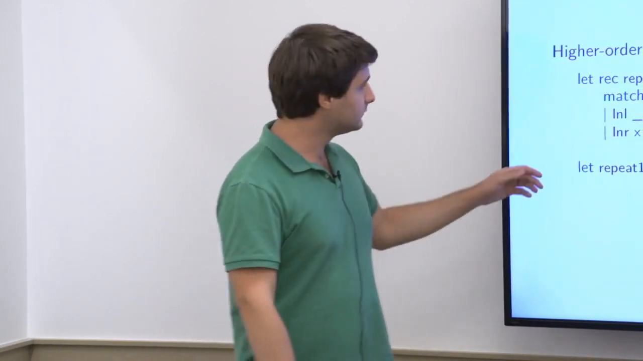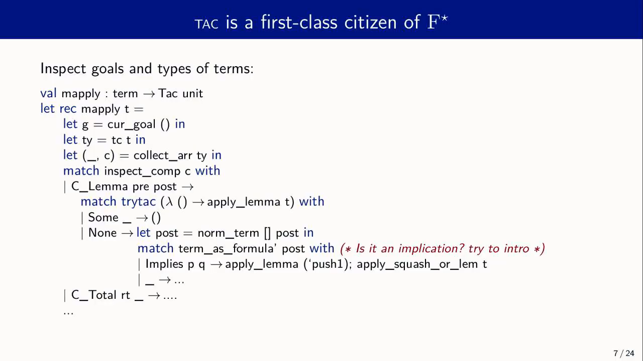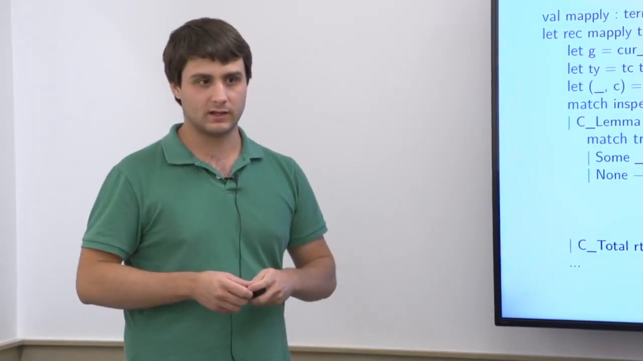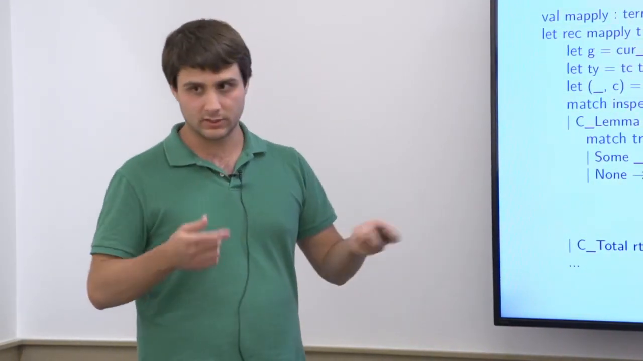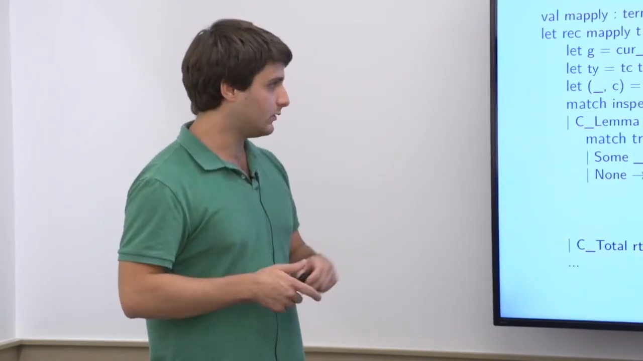Anyway, having an effect, we can write higher order combinators. We can inspect the goals and types of terms. This is a more complicated example, so F* has many ways to prove a lemma or to prove a fact. You can use the lemma syntax, or you can just write a function that returns a proof or a squashed proof, or many of those kinds of things.